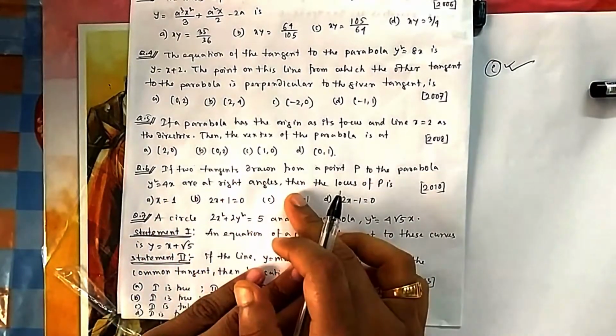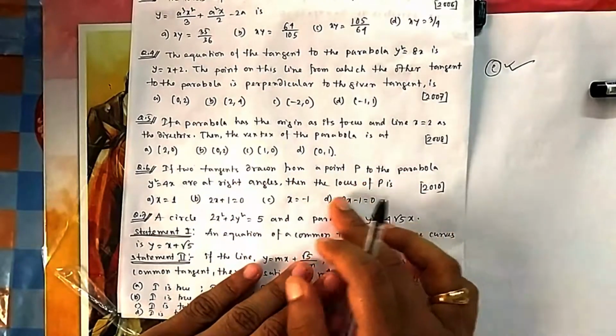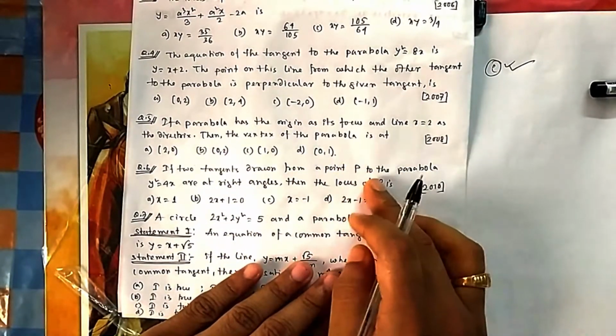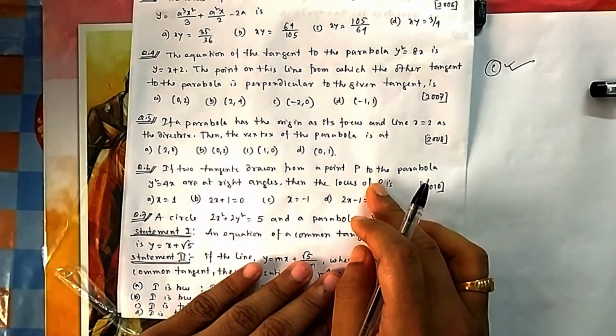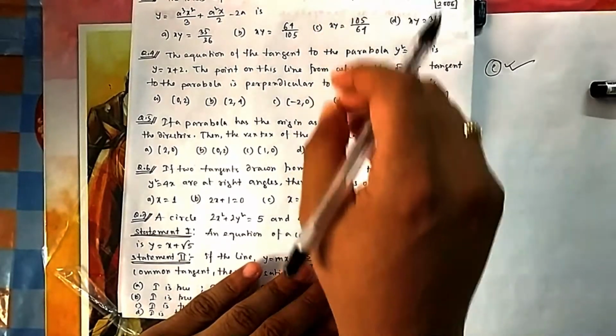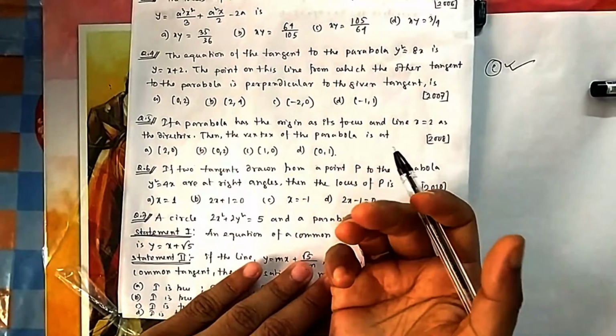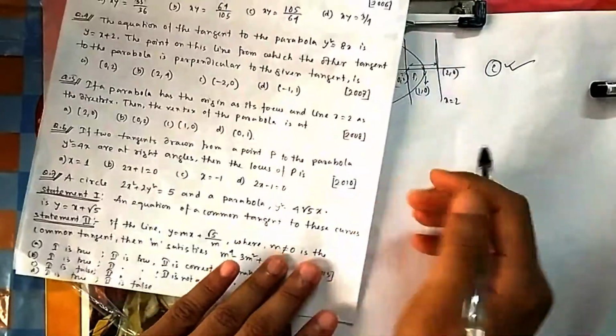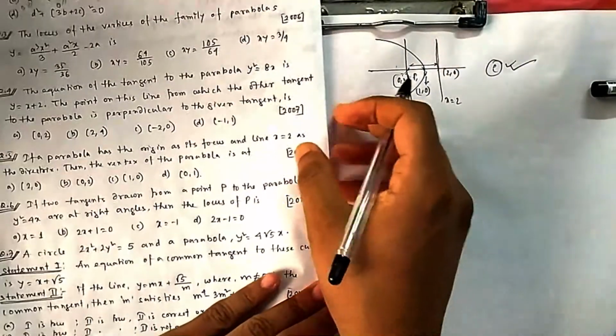Number 6. If two tangents are drawn from a point P to the parabola y square equal to 4x and are at right angles, again 90 degree perpendicular tangents are being drawn. So what is the locus of P? You know which one is the locus of P? Director circle. Even though it is called a circle, in case of a parabola it becomes a line. Here it is the directrix.